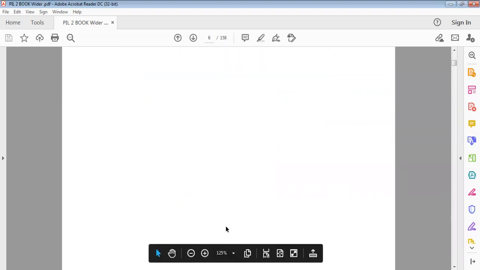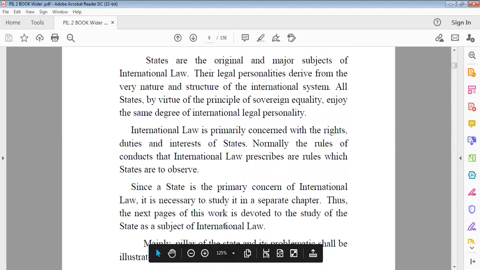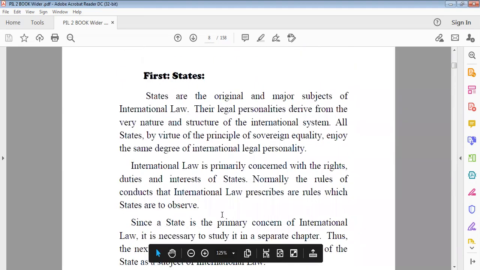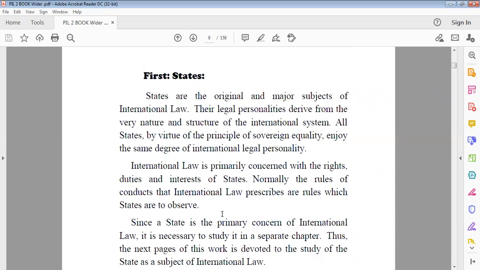So all of this introduction is because I want to tell you that we do not have only one person of international law, the state. We have more than one person of international law. So we will start with the most famous person of international law, the states. Here we will define the state, the elements of the state, and the other topics or the results of the elements of the state.